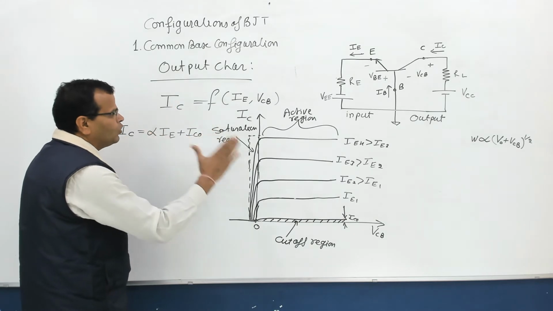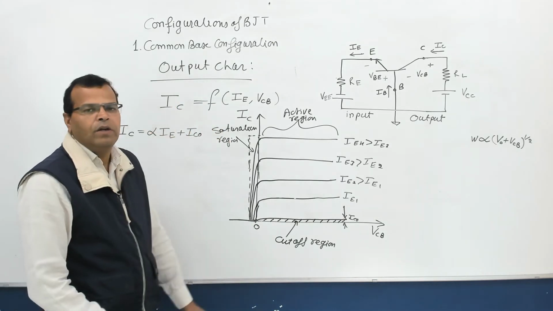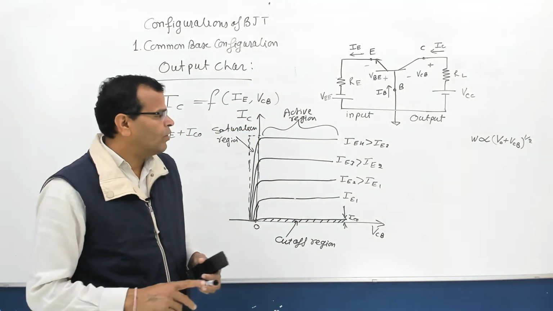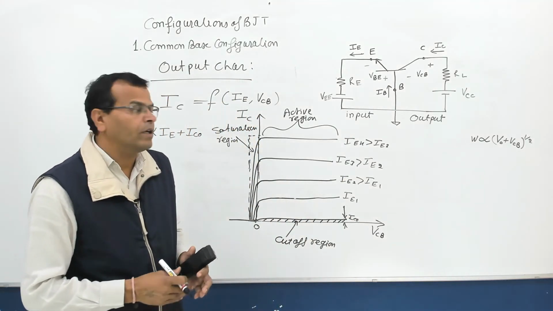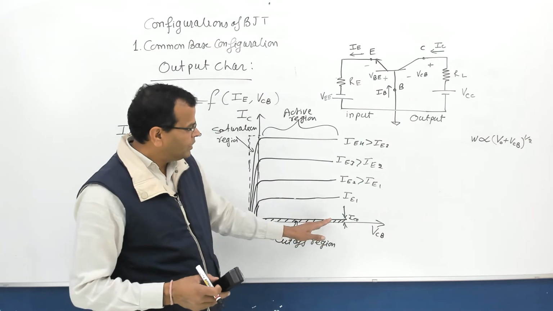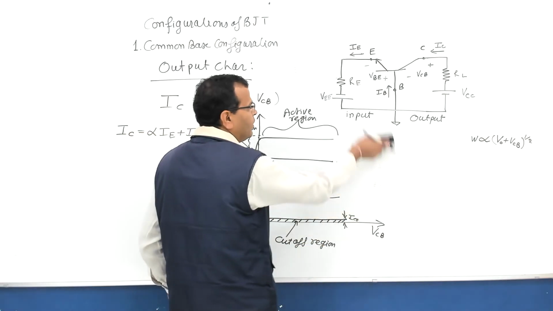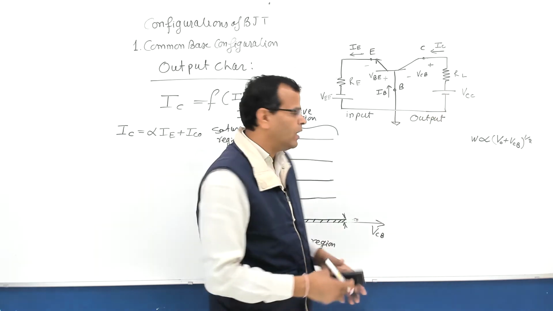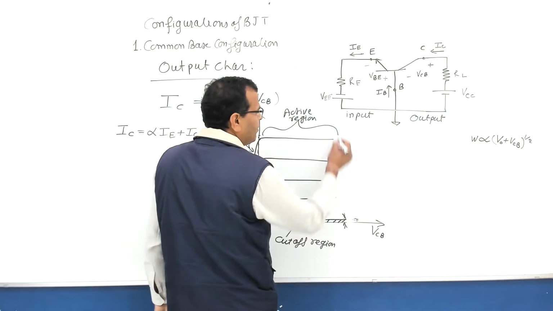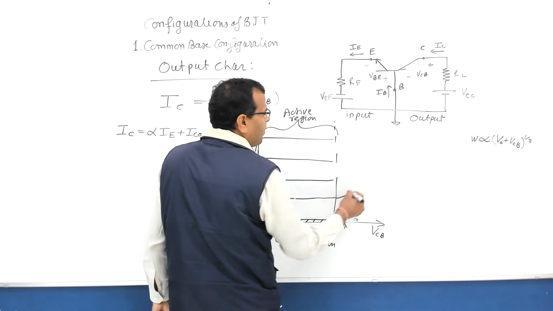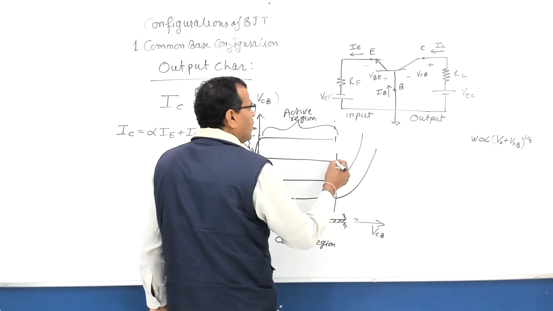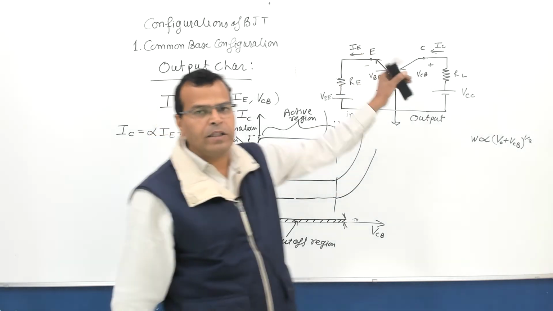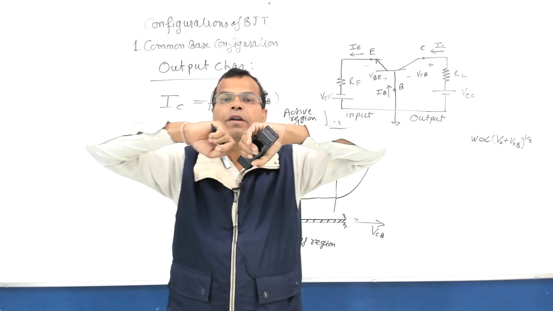This is your output characteristic of common base configuration. There is one more characteristic here. If you go on increasing VCB, that is your collector voltage, after certain point of time, what will happen? There will be breakdown at the collector junction. Why? Because of the reverse biasing voltage.